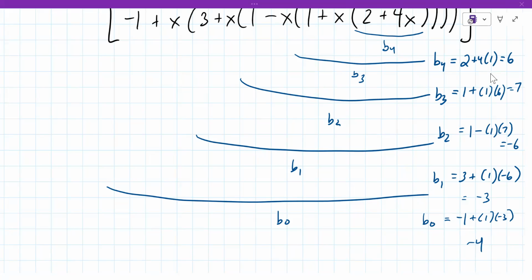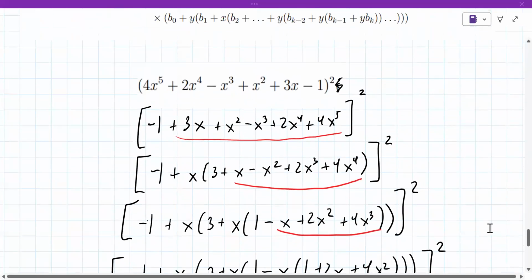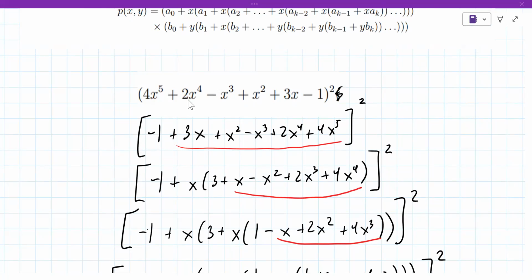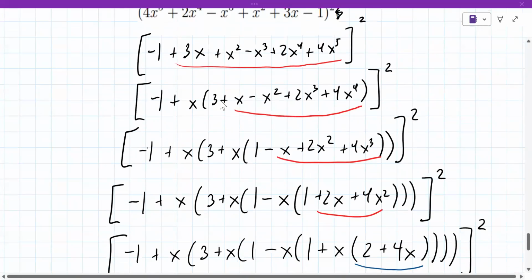Okay, 4 times 1 is 6, 7, 1 minus 1 times 7 is -6. 3 plus 1 times that, -3. -1 plus 1 times that's -4. Why is this off? So there's an issue here. It's not working out the way it's supposed to, because we know the answer. We know the answer when you put 1 in. It's 4 plus 2 minus 1 plus 1 plus 3 minus 1. So some sort of mistake here.